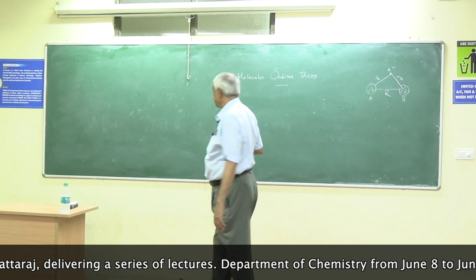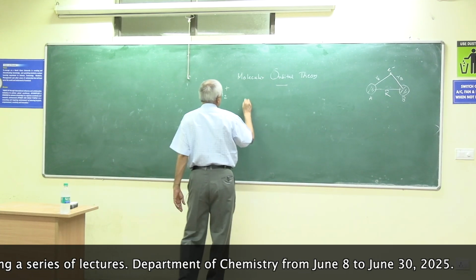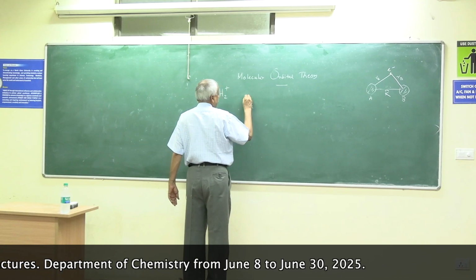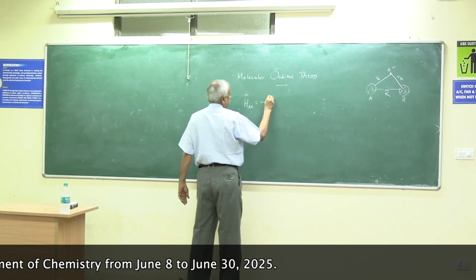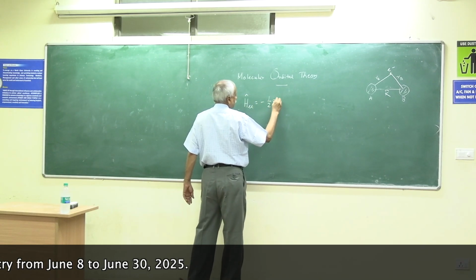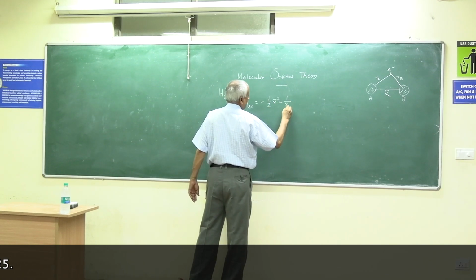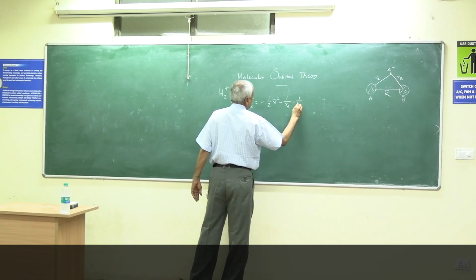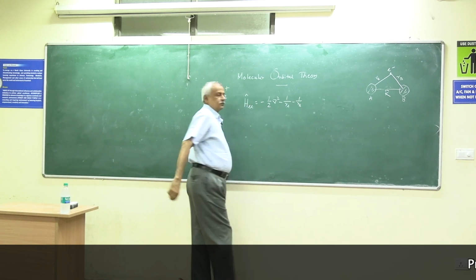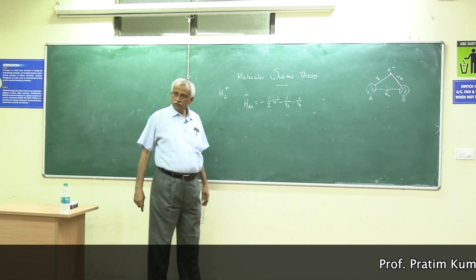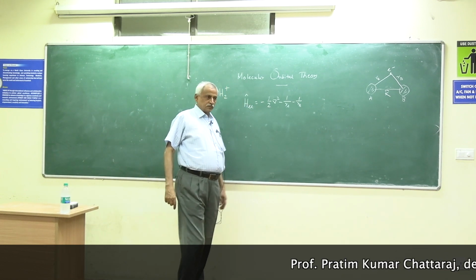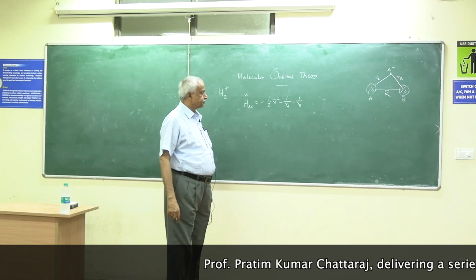So, what about the corresponding electronic Hamiltonian? It would be minus half del square, you have only one electron, minus 1 by RA minus 1 by RB. So, this is the Hamiltonian. It's pretty simple, isn't it?